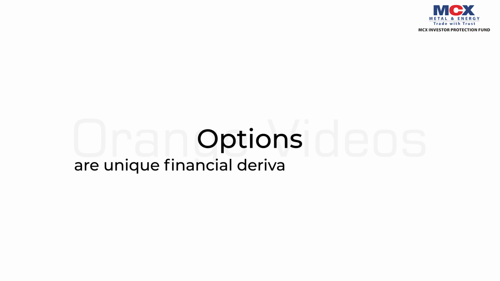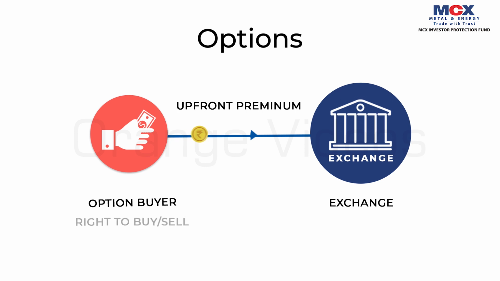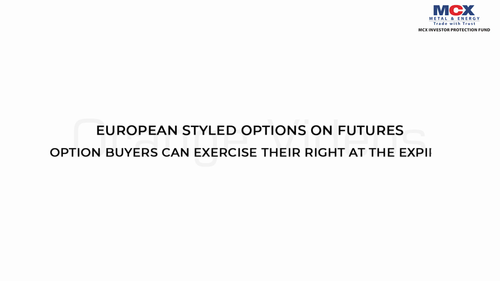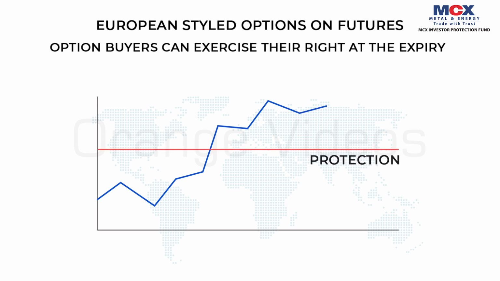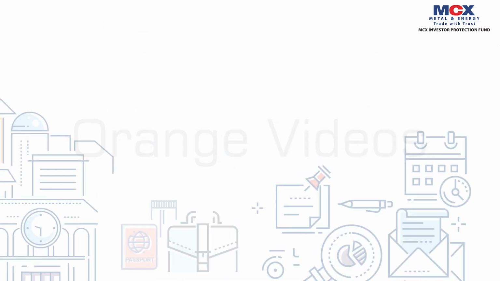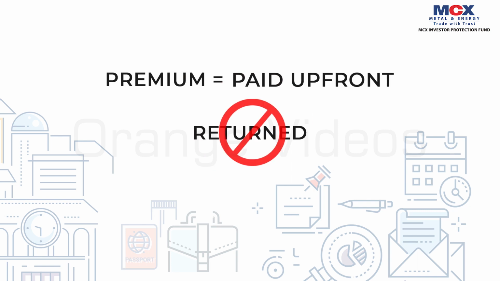Options are unique financial derivatives instruments in which option buyers only pay premiums and get the right to sell or buy without any obligations. All commodity options are European-style options on futures. That means option buyers can exercise their right at the expiry, and on exercise the positions get devolved into underlying futures in return to the buyer or seller of the options contract and are protected against abrupt market movements. However, the premiums are paid upfront and are not returned, unlike margins in futures contracts that are adjusted daily.